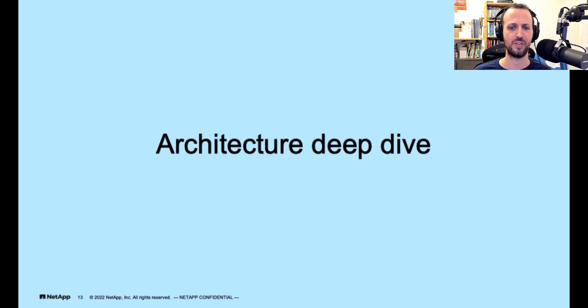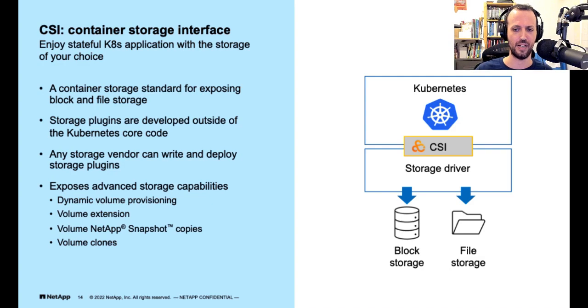So let's deep dive into the architecture. We mentioned that we want to integrate our FSx storage with our EKS cluster. So how do we do that? Kubernetes allows integration of third-party storage with a CSI, the Container Storage Interface.